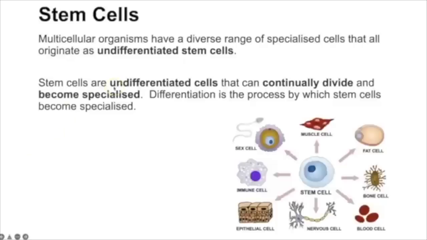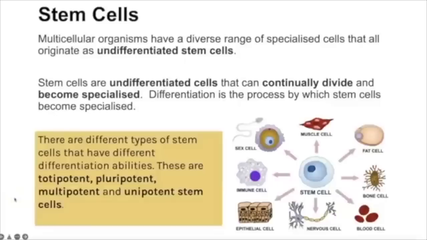Now multicellular organisms have a range of specialised cells, and those all originated from stem cells. And stem cells are undifferentiated cells that have the ability to continually divide and also become specialised. There are different types of stem cells as well, and this is determined by the differentiation abilities that they have. So you can have totipotent, pluripotent, multipotent and unipotent cells.